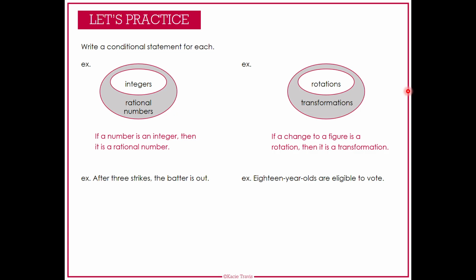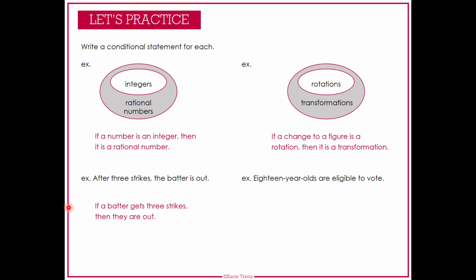All right, next one we got: after three strikes, the batter is out. We want to turn this into a conditional statement. We're talking about baseball. So we'll talk about if a batter, the person who's going through and getting the 3 strikes, if a batter gets 3 strikes, then they are out. So we got our if, going to our then.